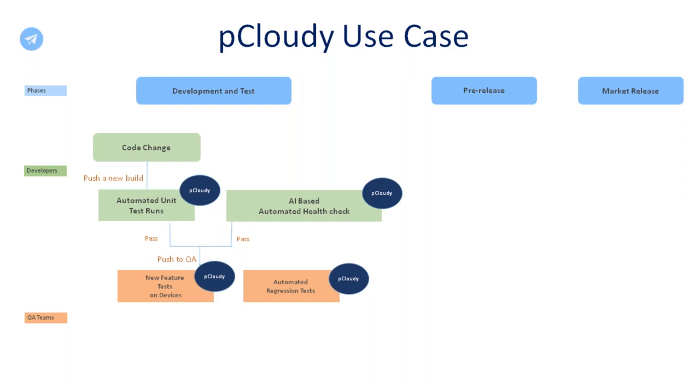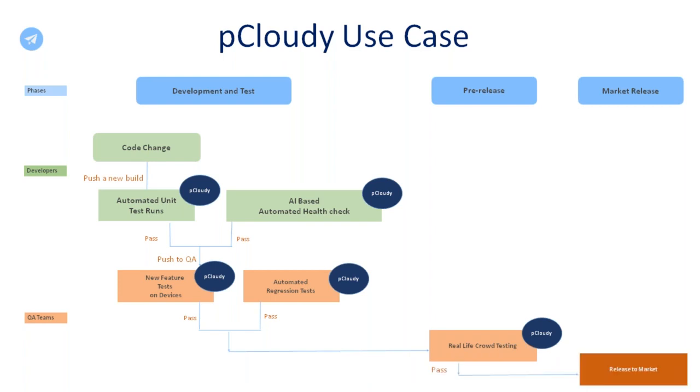So if you see from the QA team's perspective, again, pCloudy comes into both places, where they can do the testing on remote devices manually, and of course, you can run the automation regression tests on pCloudy. After this, once the gate is passed, we recommend that the build should be tested in the market with the help of crowd testing or so. So even pCloudy comes in there if it fits at this particular stage. And post that, once it is passed, we are ready to release the application in the market.